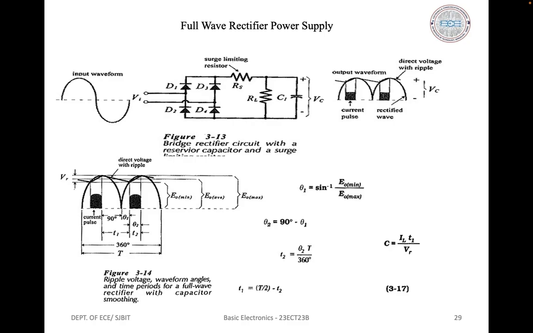So this comparison shows that the capacitor discharge time T1 for the half wave rectifier circuit is approximately equal to the waveform time period T, while for the full wave rectifier, by using the correct value of T1, the reservoir capacitance for a full wave rectifier circuit can be calculated from C is equal to IL T1 by VR.